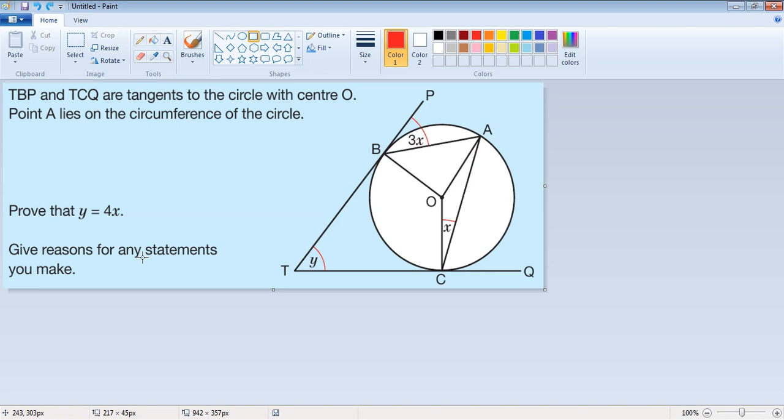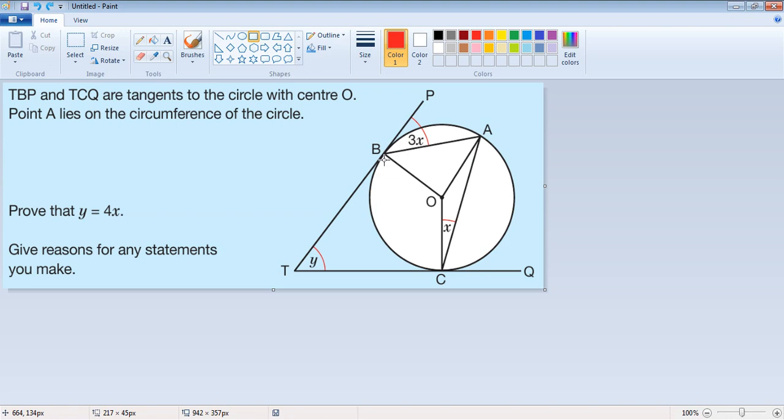First of all, let's analyze the question. You have here two tangents. They are touching the circle, of course, and they are creating angles with these lines that are inscribed in the circle. So the first thing that we have to find is one way to figure out angles in this quadrilateral, to use the properties of quadrilaterals to prove that y is equal to 4x.